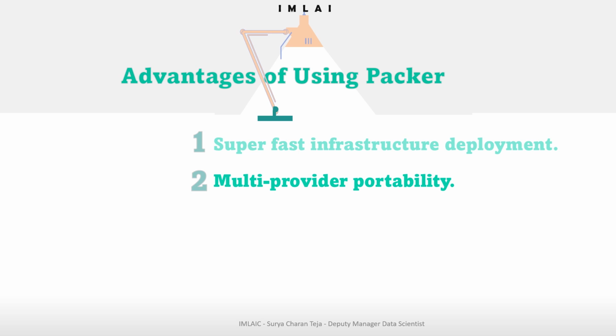Because Packer creates identical machine images for multiple platforms, you can run production in AWS, or staging, or QA in a private cloud like OpenStack, and development in desktop virtualization solutions such as VMware or VirtualBox. So each environment is running an identical machine image, giving ultimate portability. Then the third one is improved stability.